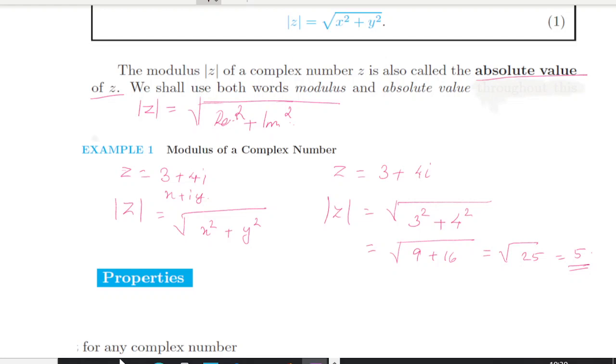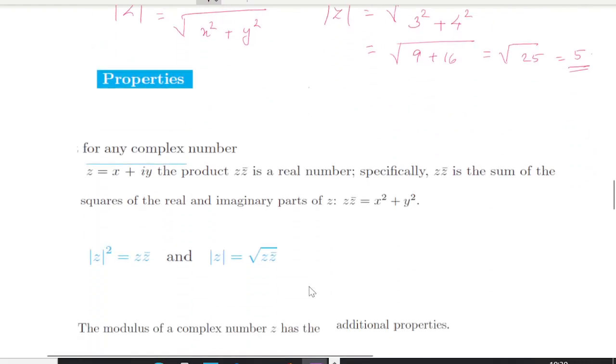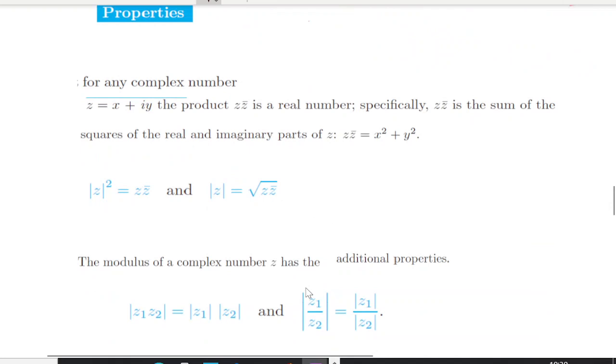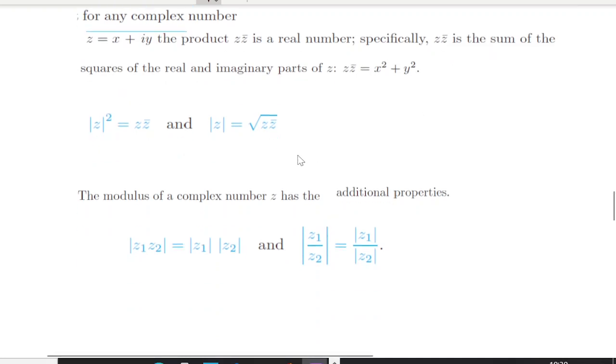Now we will have some discussion on the absolute value of a complex number, or the modulus of a complex number. So, properties. For any complex number x plus iy, the product z z bar is the real number that we have already seen, right? Specifically, z z bar is the sum of the squares of the real and imaginary parts of z. That is z z bar equal to x square plus y square. You can easily see, what is z? z equal to x plus iy, and z bar means we are taking the conjugate, x minus iy.